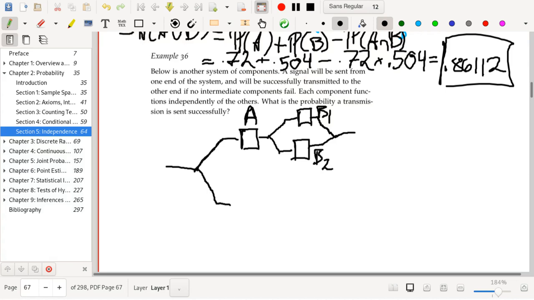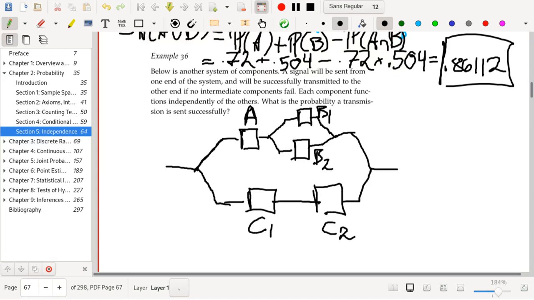And B1. So that's going to be the upper row. And for the lower row, we're just going to have a simple setup where we have C1 and C2. Okay, and let's fill it in with probabilities.